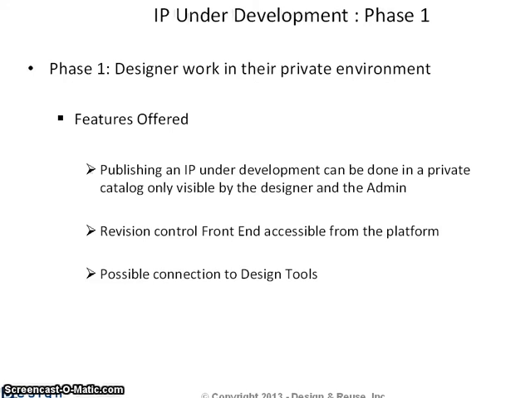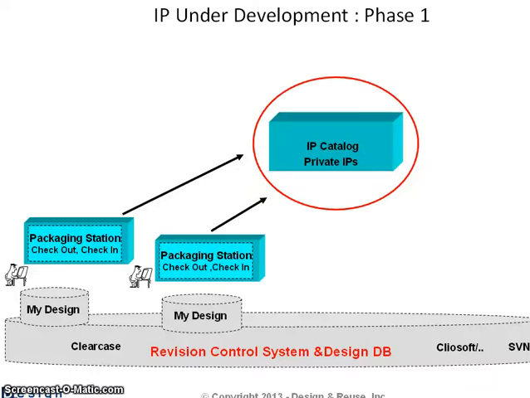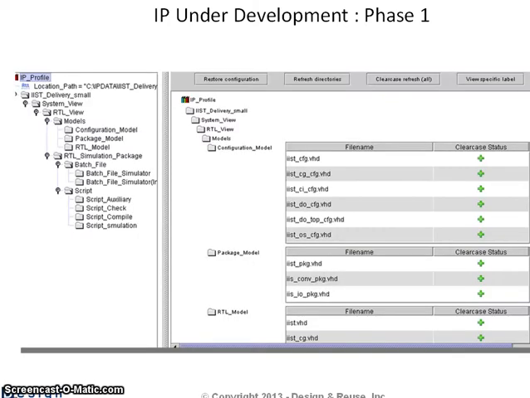So during the design phase, this platform will provide him a revision control front end. From this platform he can work on his IP and later on follow his IP. This can also manage possible connections to design tools. Here we show that on a server you have the IP catalog, some private IPs, and the designer can work, and there is a revision control system, ClearCase, ClearSoft, SVN. So he's performing check-in, check-out unless a version is declared to be ready.